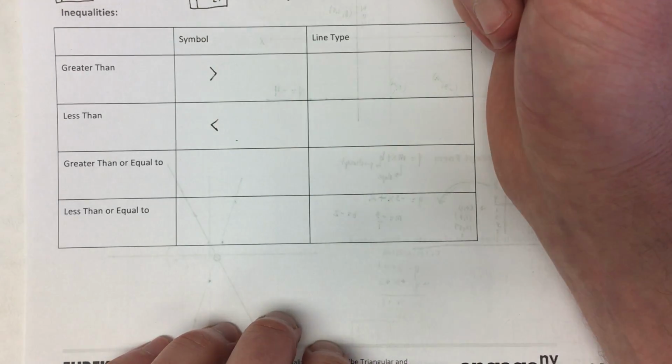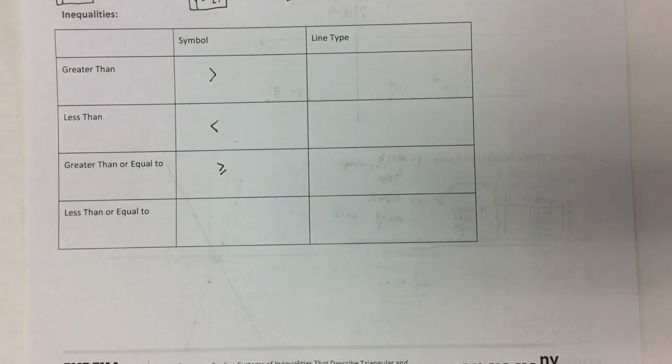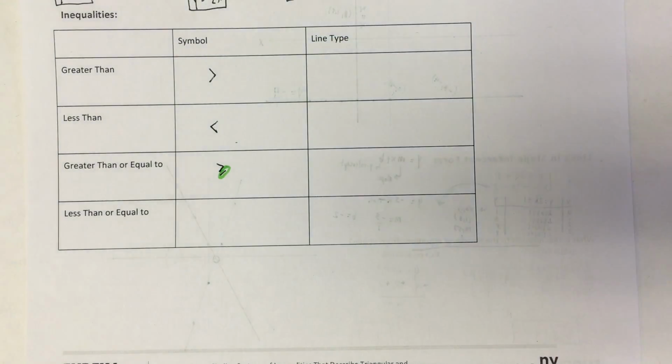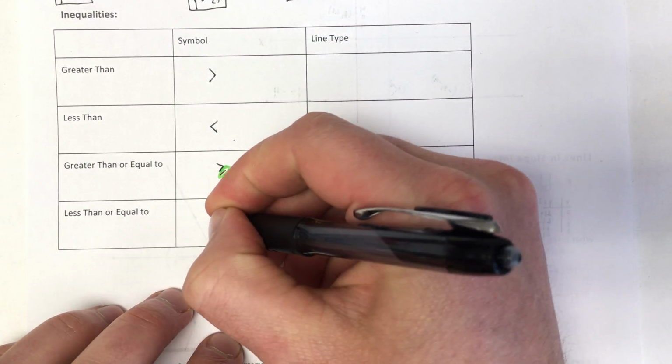The less than sign opens up to the right. Greater than or equal to, we have this little equality line underneath that makes it greater than or equal to, or less than or equal to.